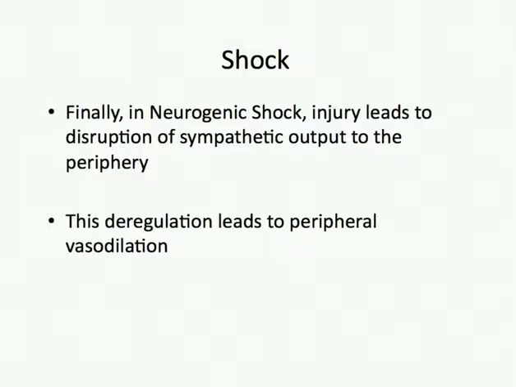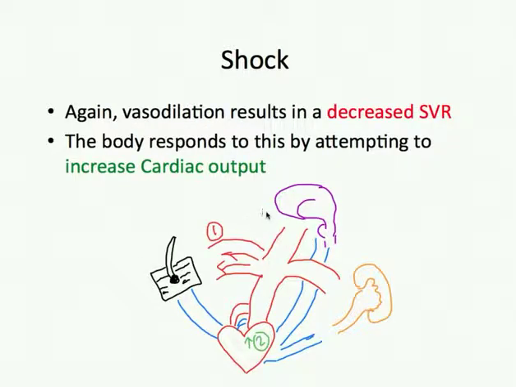So now, finally, our last distributive shock that we'll talk about today, neurogenic shock. We have some form of often spinal cord injury or central nervous system injury that leads to disruption of our sympathetic output to the periphery. And our sympathetic output is responsible for regulating vasoconstriction. So this deregulation leads to peripheral vasodilation. So now for neurogenic shock, we see this same system, vasodilation in the periphery, dropping SVR, our heart increasing cardiac output as our primary response, just like the other forms of distributive shock.